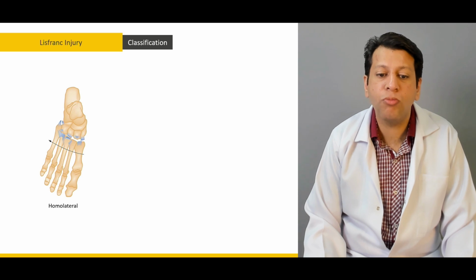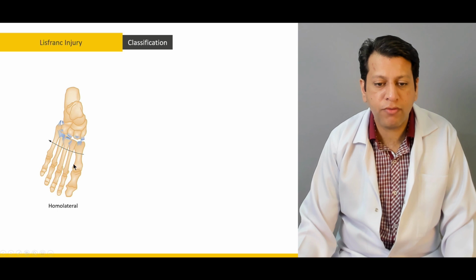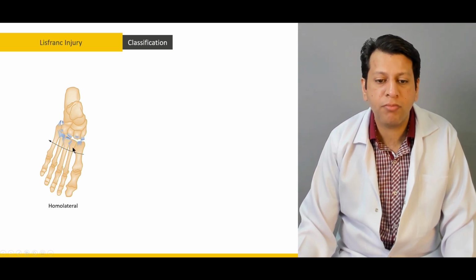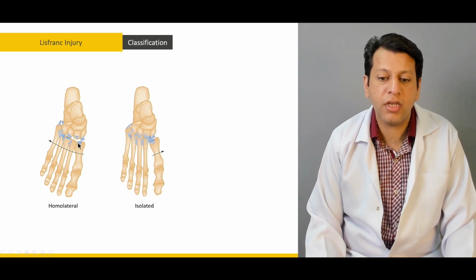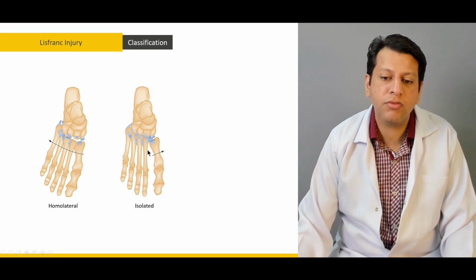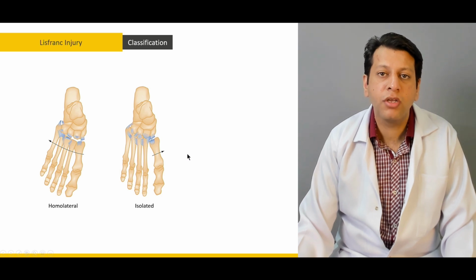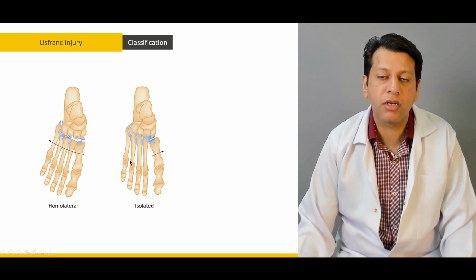One is called homolateral Lisfranc, in which all the ligaments are ruptured and the whole of the foot has gone in one direction. You can clearly see that there is a problem at the tarsometatarsal articulation. Other is the divergent type, and then there is an isolated type as well. Isolated is when the Lisfranc ligament is injured, the first metatarsal has gone out of sync, and the other four metatarsals are intact.